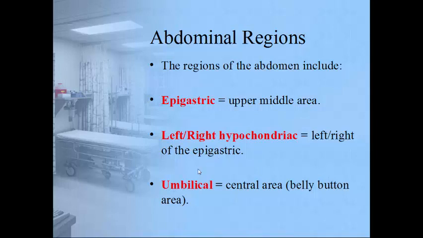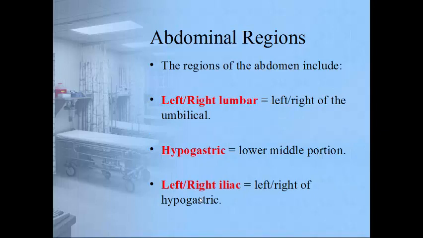Okay? The middle square of our tic-tac-toe pattern would be the umbilical area, where your belly button is. To the right and left of that would be the right and left lumbar region. And then the lower middle square of our pattern would be the hypogastric. This is the lower middle portion. Hypo means below, and gastric means stomach, so just below the stomach. And on either side of that would be the right and left iliac region.